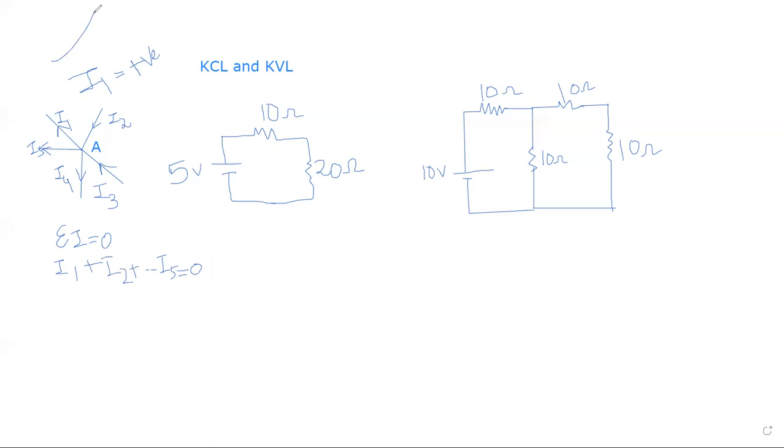Now coming to KVL. What does KVL mean? It means the algebraic sum of voltages around any closed loop in a circuit is equal to 0. Now let us see what this means. For applying KVL, the first condition is you should have a closed loop. Look at this. This loop is a closed loop.